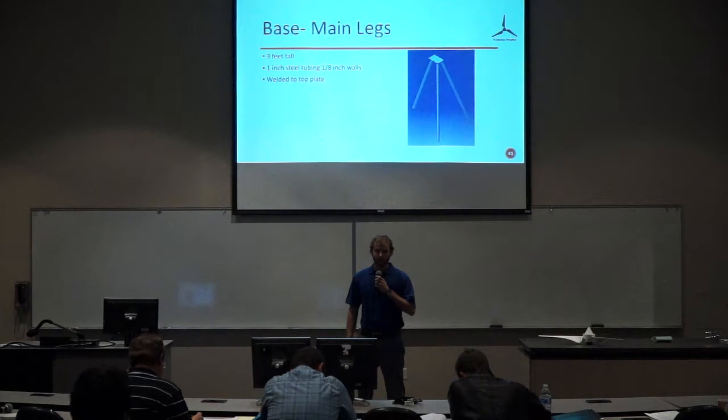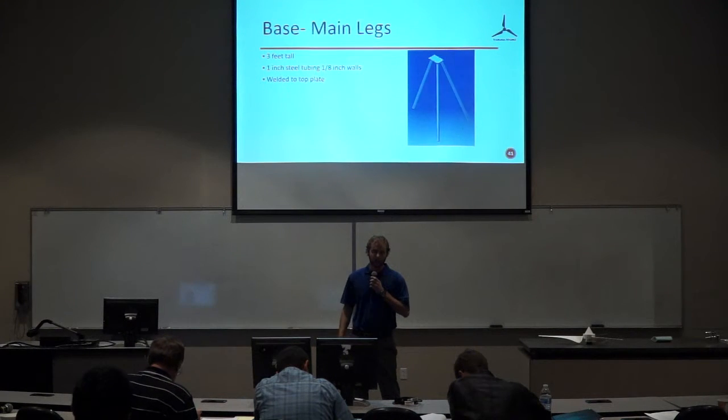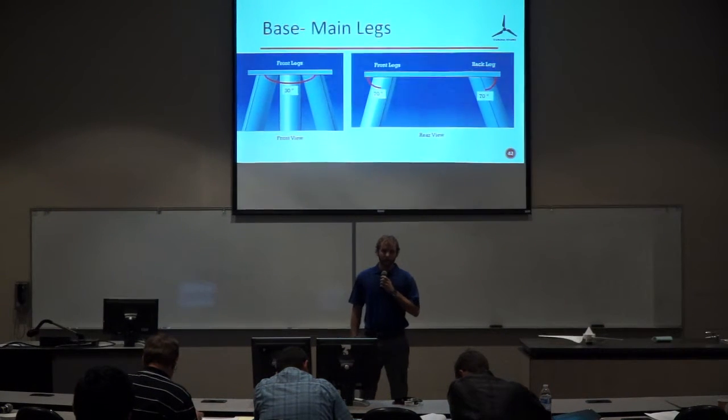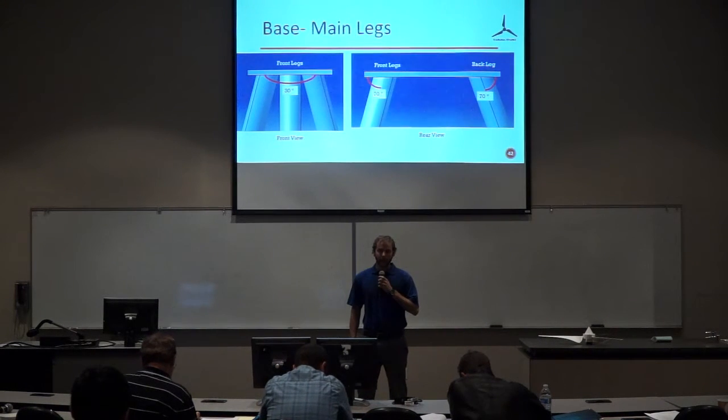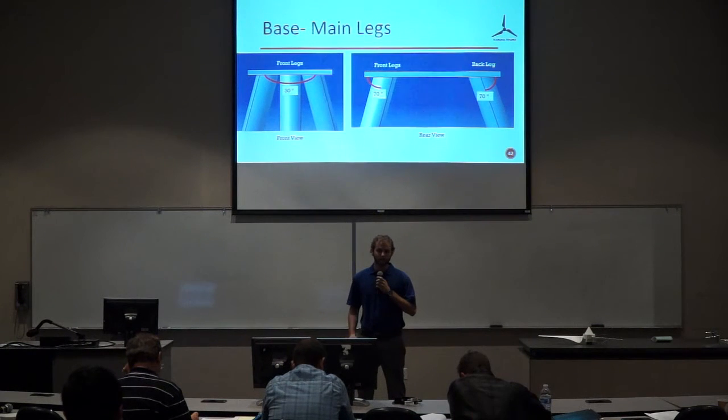The main legs for the structure are 3 feet tall, made out of 1 inch steel tubing with 1/8 inch walls, and they're welded to the top plate. The picture on the left shows the front legs of the structure having a 30-degree angle between each other. This is to help design the structure in a tripod configuration.